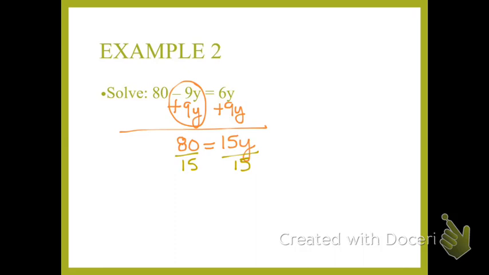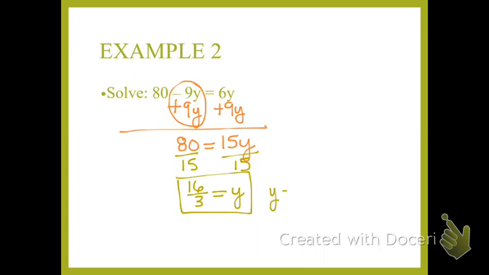And 80 over 15 doesn't work out real nicely. It is a fraction, but it reduces to 16 thirds. So my answer is 16 thirds. Now, in terms of an improper fraction, this is probably the best way to leave your answer, just because you're less likely to make mistakes. But you could also write it in equivalent forms.